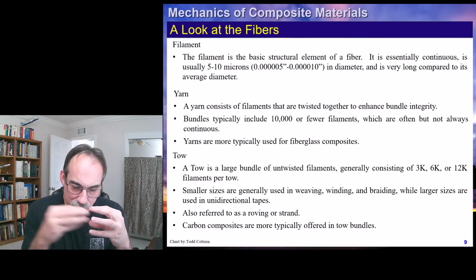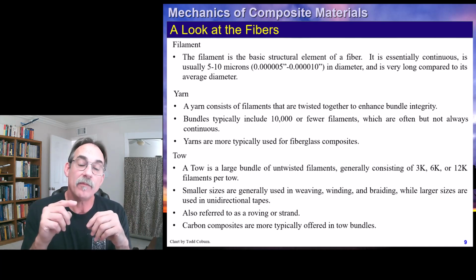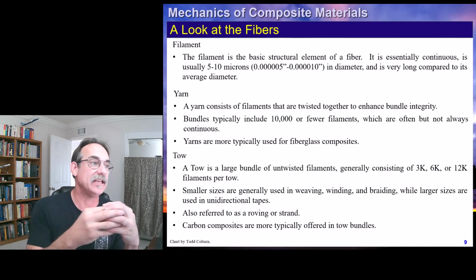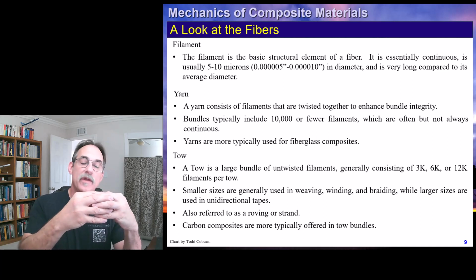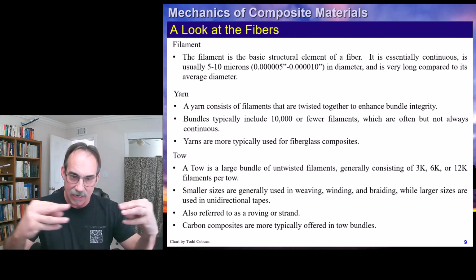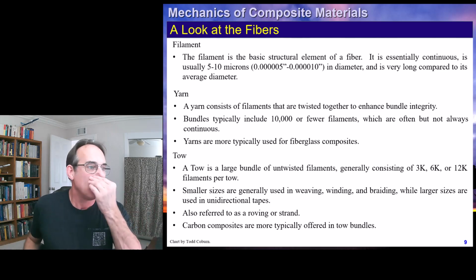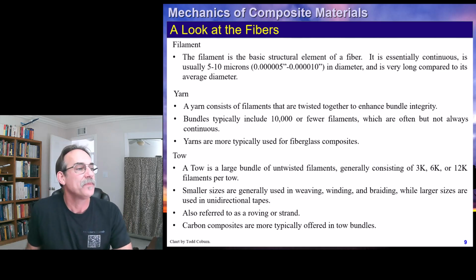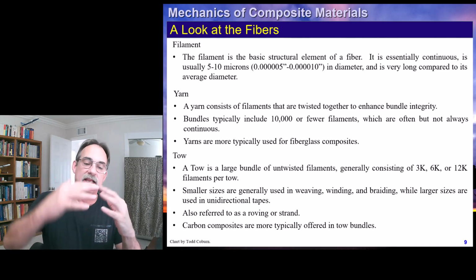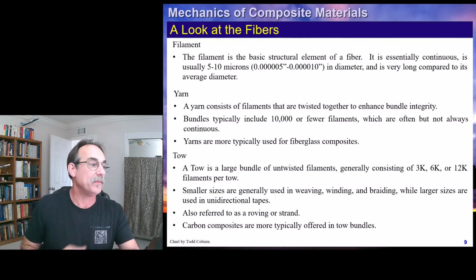Once you have a bunch of these little strands of your string, that's what we're dealing with. The word yarn is used when we have these twisted together, and a tow is the word we use when they are untwisted together. So you just kind of lay them together. The yarn is twisted and the tow is not twisted. These are typically 3,000, 6,000, 12,000 filaments per tow. Smaller sizes are often used for weaving and winding because you're getting disruptions as you go around. The thinner they are, the easier it will be to weave.